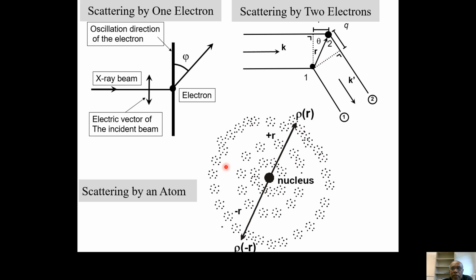If you consider an atom, we know there is a nucleus, and then we have electrons in different orbitals, but these electrons also form what we call the electron cloud, right? There's some distribution of electronic charge. Here we only considered one electron, two electrons, but now we have to consider all these electrons. That's why we need to consider the charge distribution of this atom. That's where we are going to talk about the atomic form factor and things like that.